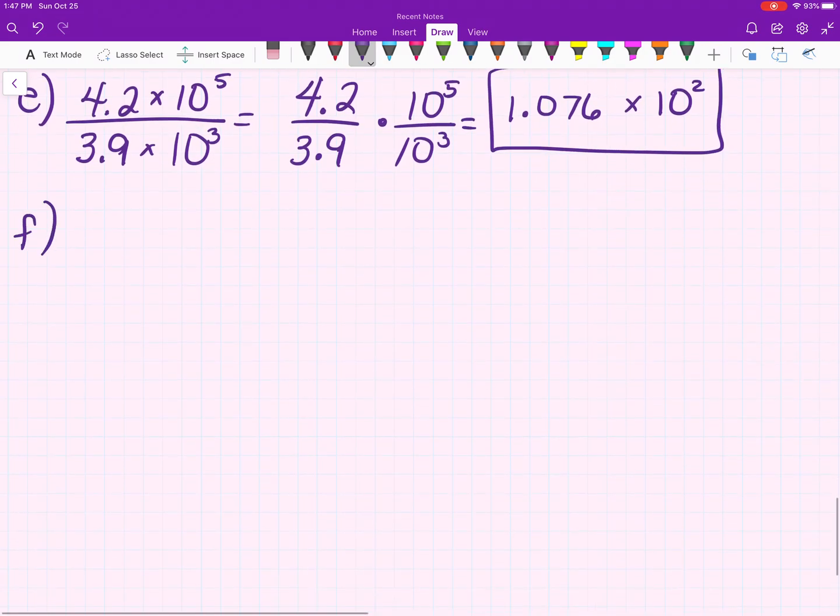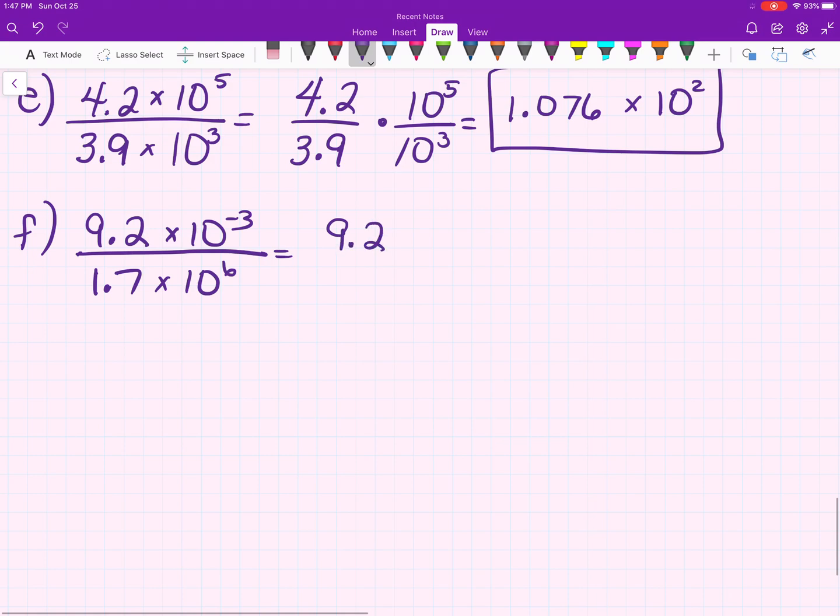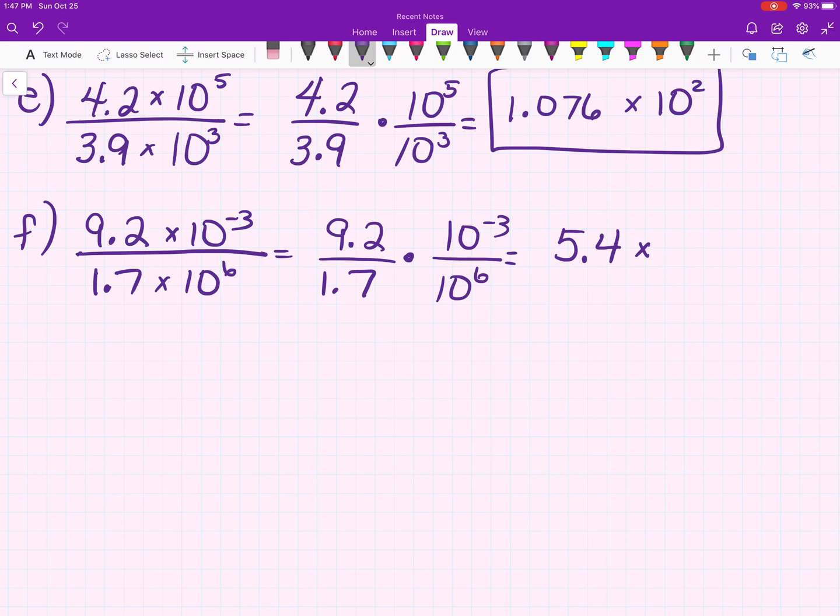Last one, 9.2 times 10 to the negative 3 over 1.7 times 10 to the 6th. Again, I'm really doing 9.2 divided by 1.7, and then I'm going to go 10 to the negative 3 divided by 10 to the 6. So 9.2 divided by 1.7 is 5.4. And then again, remember, the only place you can leave negative exponents is scientific notation. We really have negative 3 minus 6. Okay, because we're subtracting exponents because we're dividing. So that's going to be negative 9. Again, this is already in scientific notation, so we can leave it. If you have any questions, please let me know and we'll work on this.